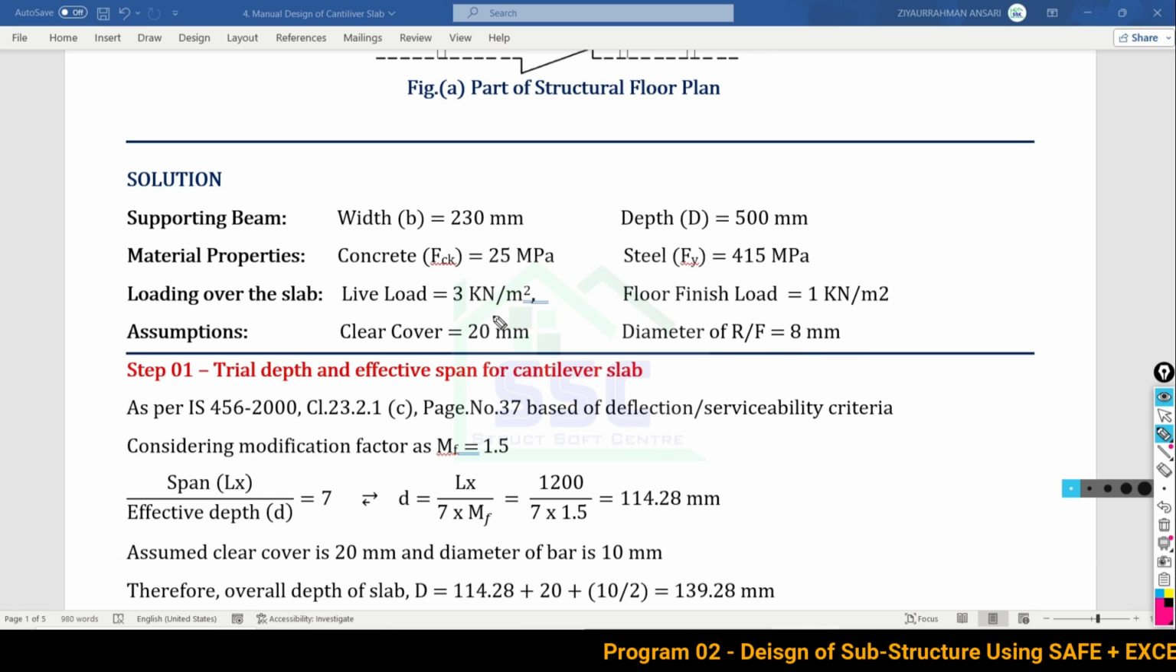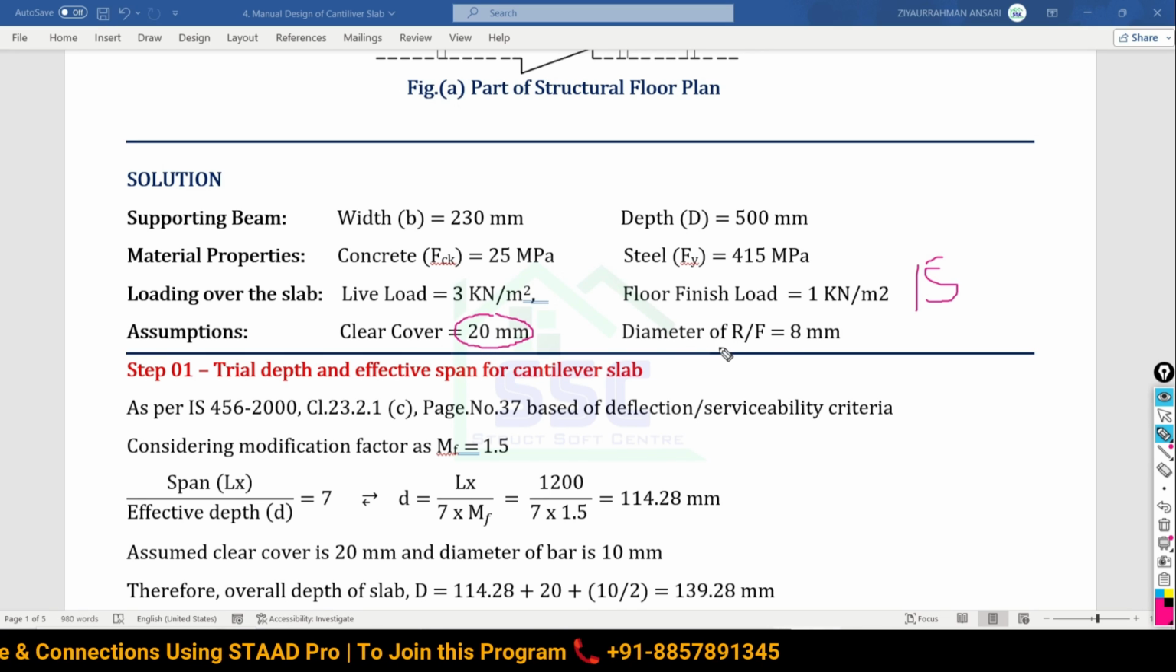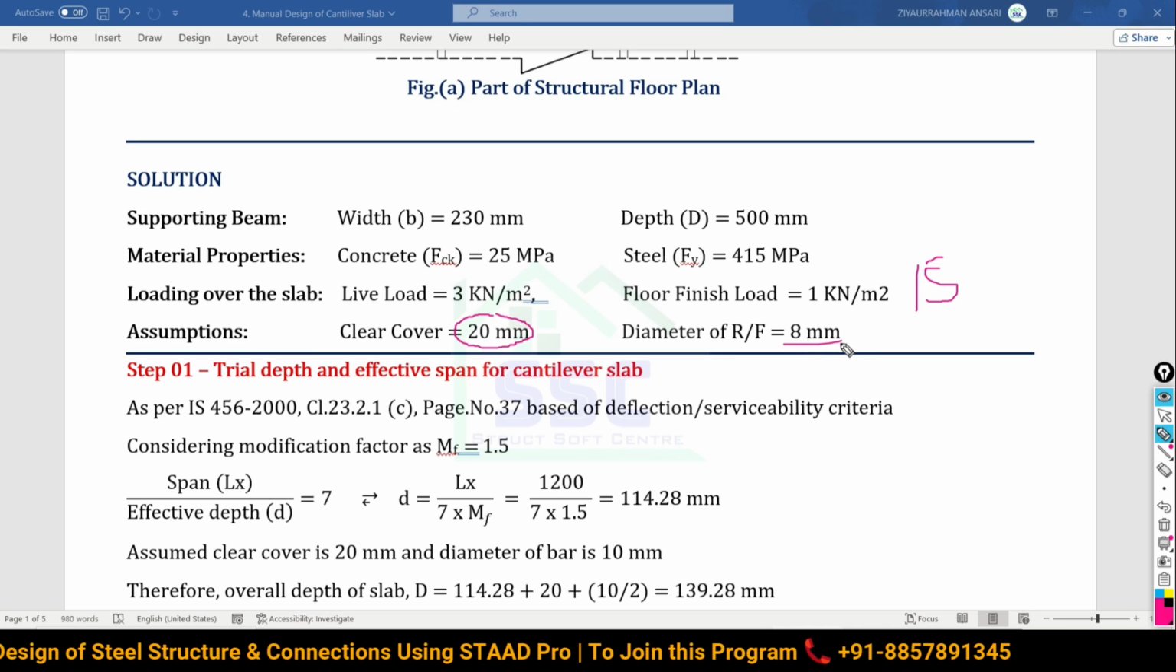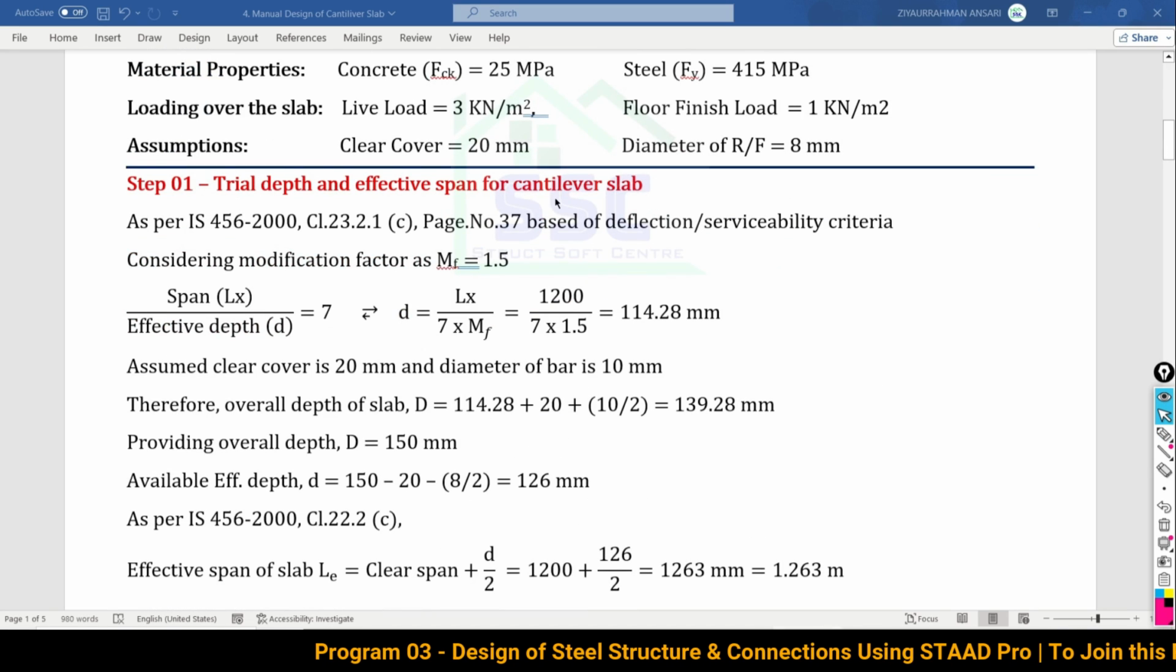So here the clear cover we are going to consider for the slab is 20 mm. IS code has recommended that the minimum cover for the slab should not be less than 15 mm. That's why we are going to consider the clear cover as 20 mm and the diameter of the reinforcement as 8 mm. So first of all, we are going to find out the trial depth and effective span of the cantilever slab.